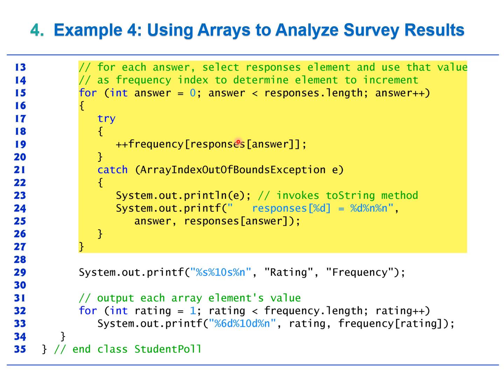The key statement in the loop appears in line 19. This statement increments the appropriate frequency counter as determined by the value of the index variable responses answer. This program also shows an example of error handling using the try statement.